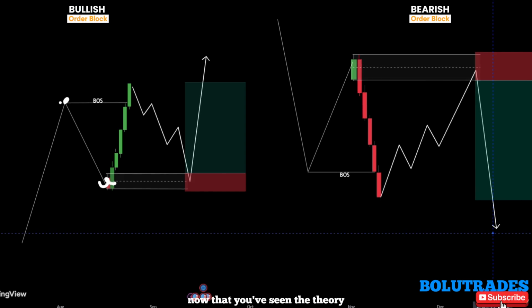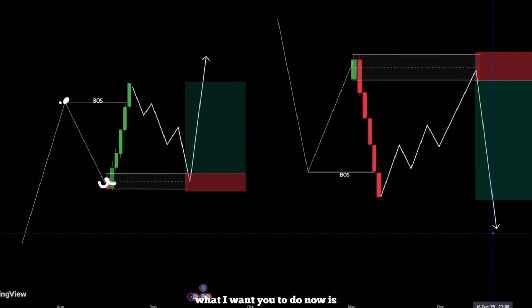So now that you've seen the theory part of how an order block looks, what I want you to do now is go into the price chart, see how to identify an order block, and make sure you know how to use it better in the financial market and also make money from it. So this will be the end of how to spot an order block in the price chart.